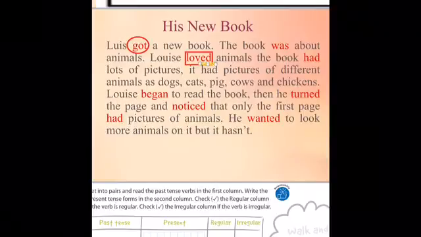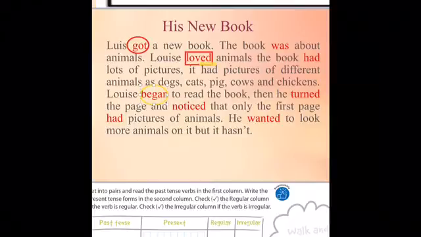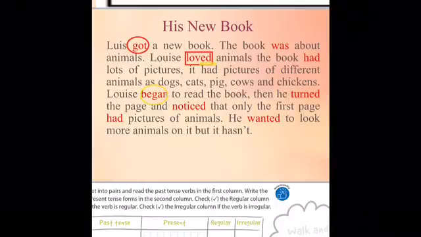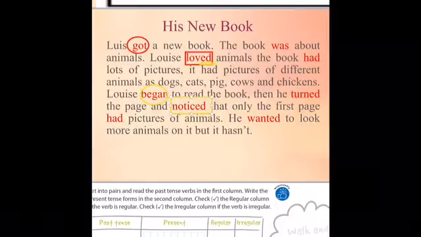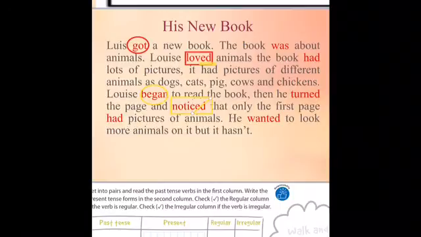Okay. Here we have another example. Began. This is a past form of begin. That means began is an irregular verb. This is an irregular verb because it doesn't end with ed. Another example, noticed. This is a regular verb because it ends with ed. Pretty easy to identify them.